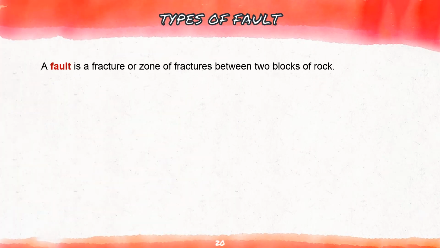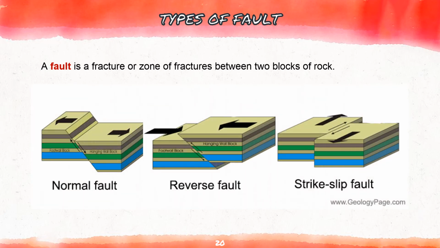When we talk about a fault, we are referring to the fracture or zone of fractures between two blocks of rocks. So we have here the three types of fault. We have the normal fault, the reverse fault, and the strike-slip fault. As you can see, they are different depending on the location of the footwall block and the hanging wall, and its direction of movement. This is the transform fault boundary.